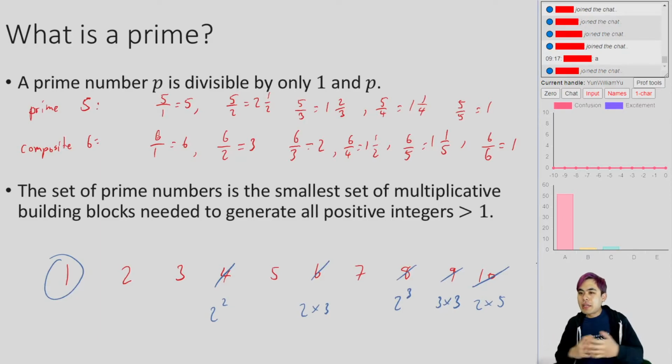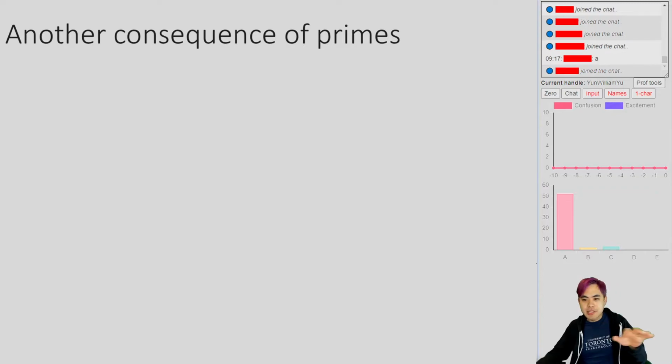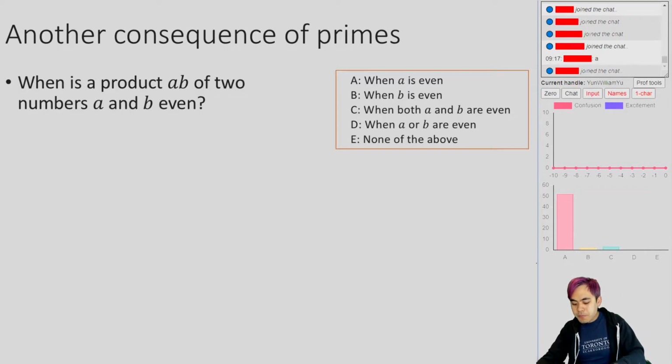So let's take a look at another consequence of primes. I'll be asking you for intuition, and then we'll be going through and carefully proving this later. So what's another consequence of primes? You can think back to our Lego building blocks as an analogy. So when is a product of two numbers, a and b, even? Is it when a is even? Is it when b is even? Is it when both a and b are even? Is it when a or b are even? So either one, or is it none of the above?